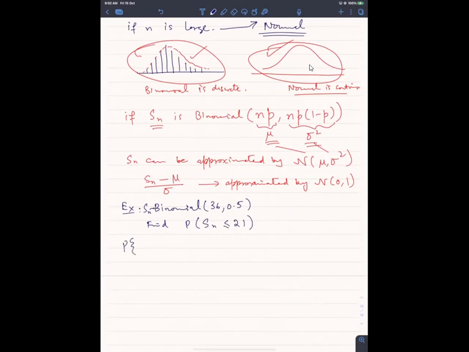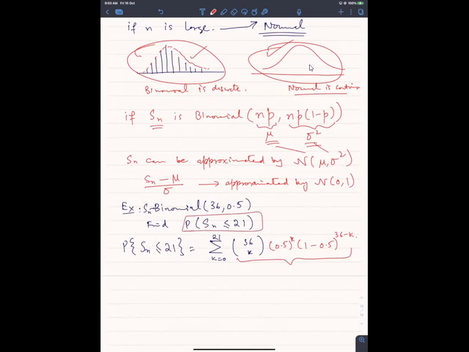So the probability that Sn is less than or equal to 21, we can compute using binomial probabilities, adding k from 0 to 21, 36 choose k, 0.5 to the power k, times (1 minus 0.5), which is the probability of failure, to the power 36 minus k, n minus k. This is the binomial probability, added from 0 to 21. So that will give you the probability Sn less than or equal to 21. This is the accurate answer, and if you compute this, the answer turns out to be 0.8785.